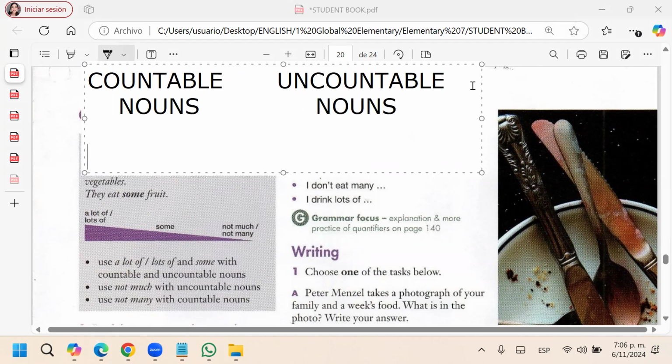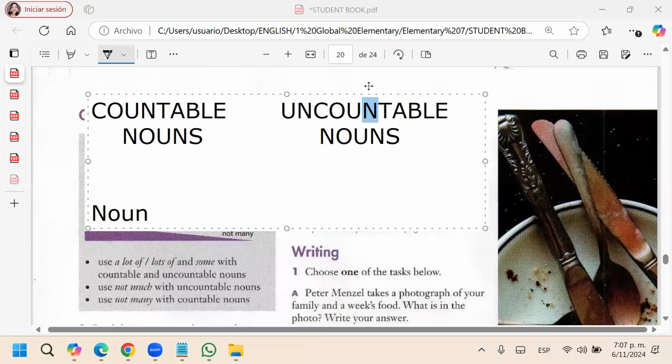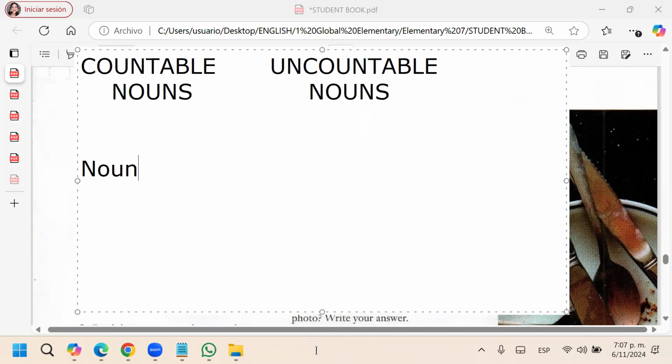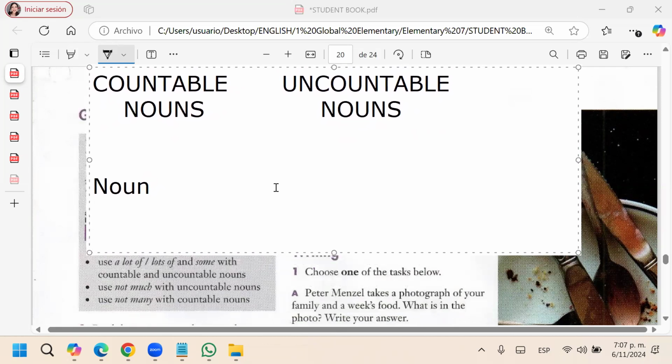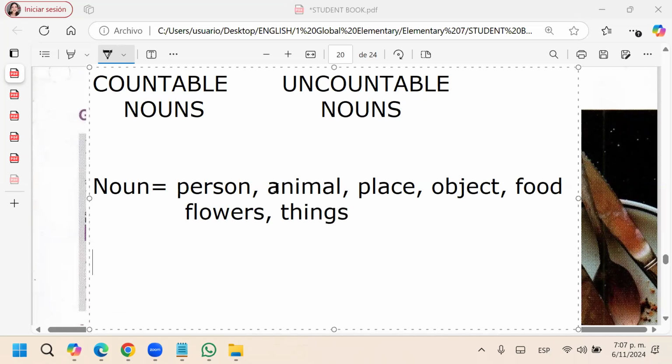First of all, countable and uncountable noun. Do you know what is a noun? A noun is nombres contables e incontables, los nombres de lo que podemos contar. The noun can be a person, an animal, a place, an object, food, flowers, things, anything. And in English, the nouns can be countable and they can be uncountable.